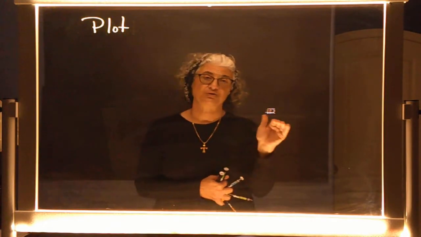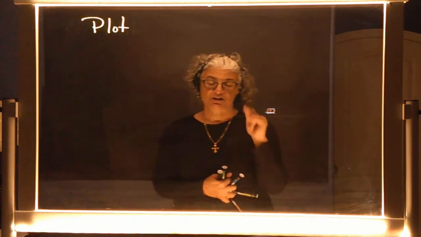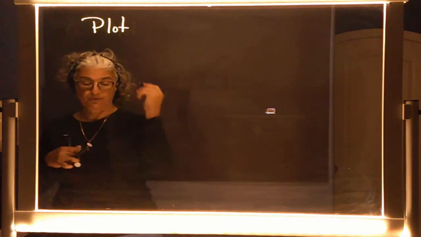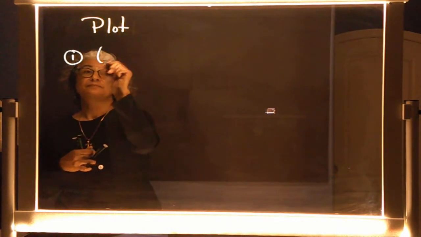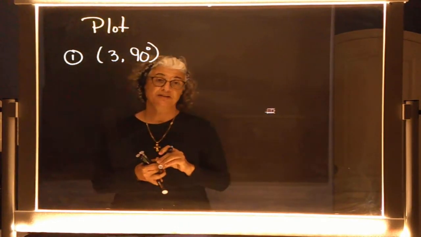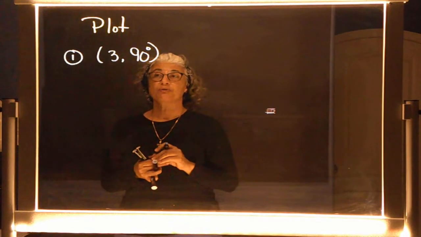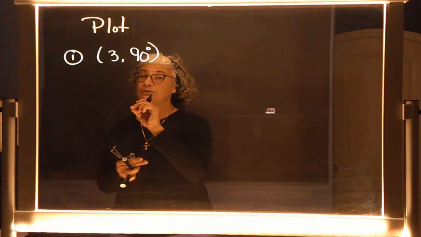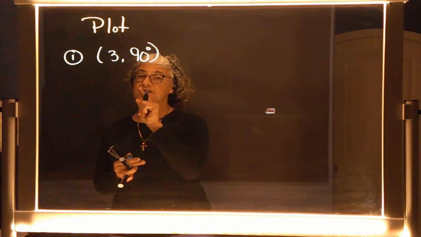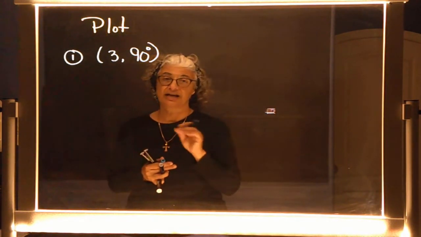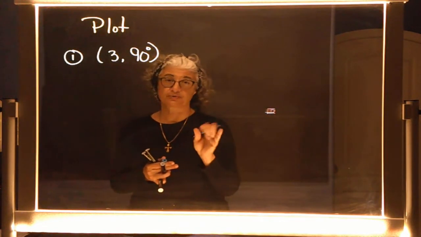So then it's easier to put it back on the system, okay? So the first point I'm going to plot is the point 3, 90 degrees, okay? So remember, 3 is the distance from the pole to the point. And 90 degrees is the angle, and the angle could be in degrees or radian measurements.